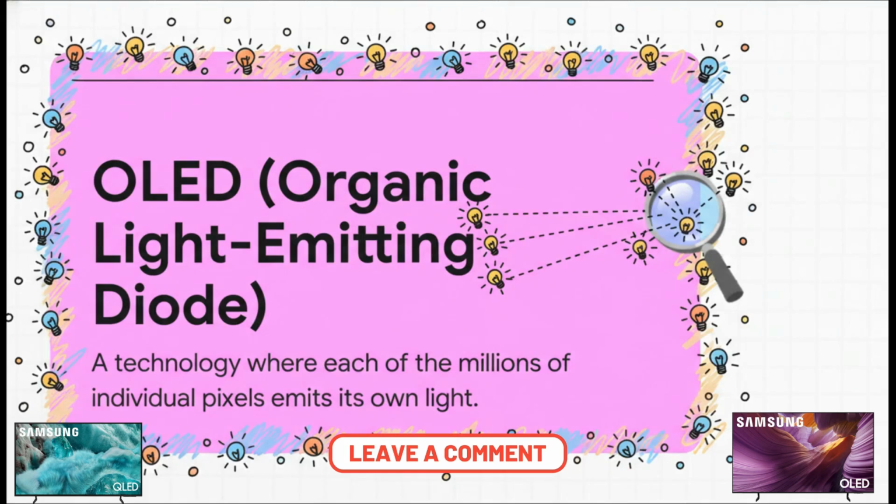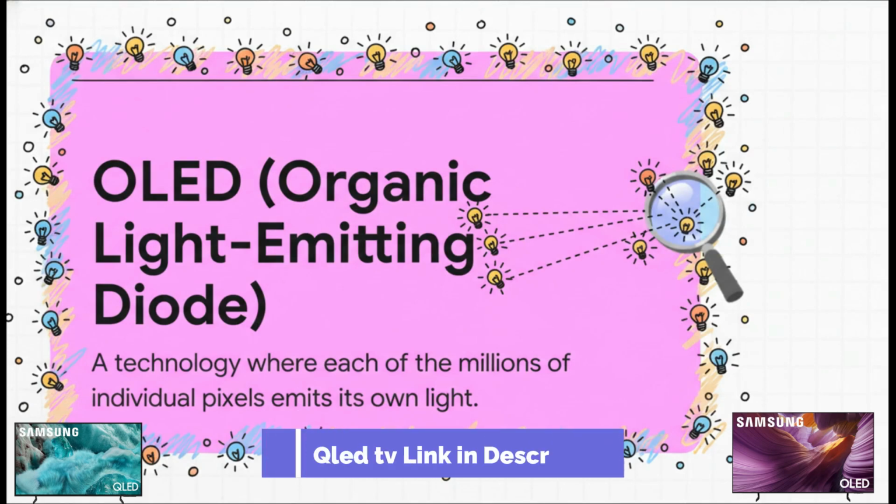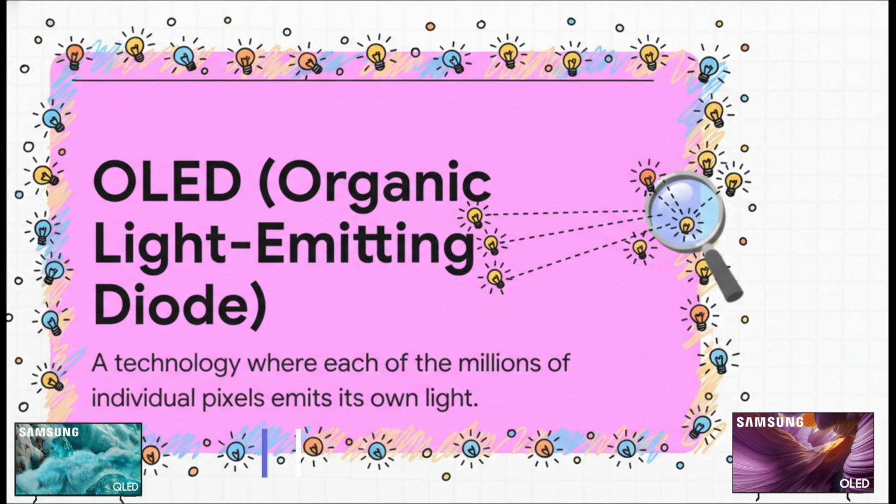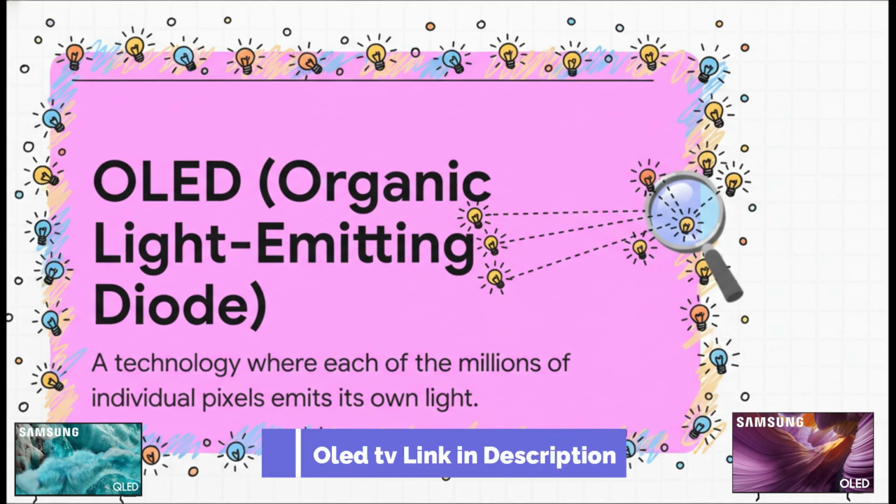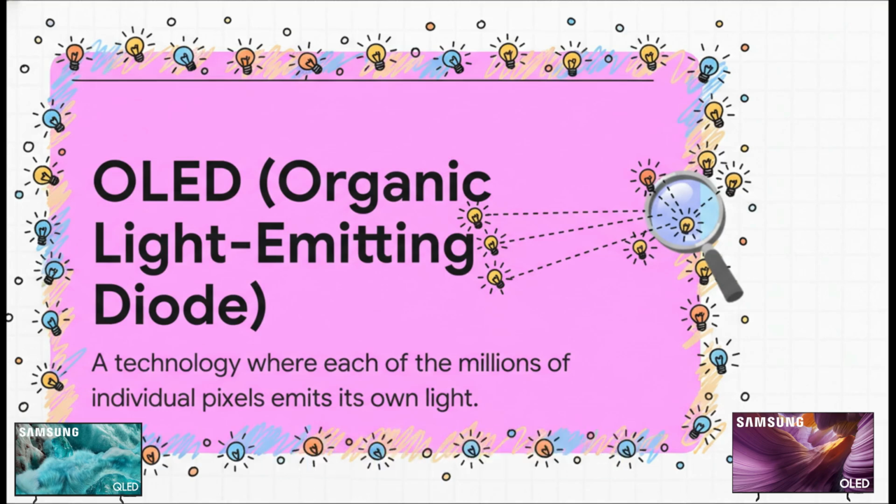First up, we've got OLED. That stands for Organic Light-Emitting Diode. The keyword you want to remember there is emitting. Think of an OLED screen as millions and millions of tiny microscopic light bulbs. Every single pixel makes its own light, and it can turn itself on and off completely independently.